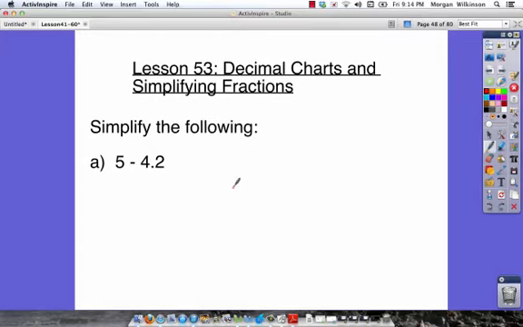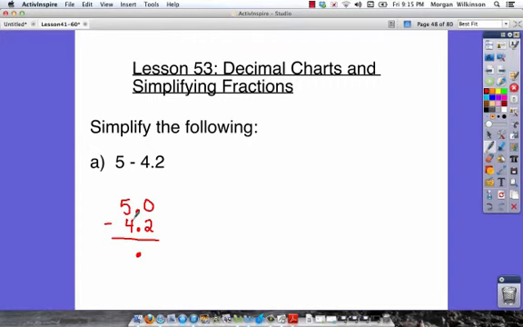Now, the first question that we want to do is simplify 5 minus 4.2. We know when we subtract decimals, we want to line those decimal points up. So 5 doesn't seem to have a decimal, but we write it as 5.0 instead. So we have 5.0 minus 4.2. When you subtract decimals, you've got to make sure that the decimal point is in the same spot, right on top of itself, so that it can go straight down in the answer.